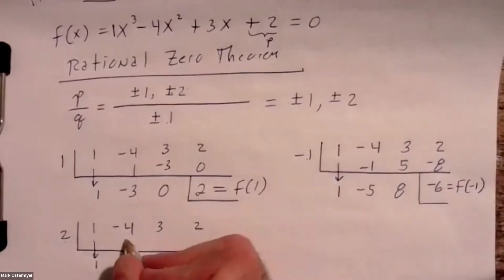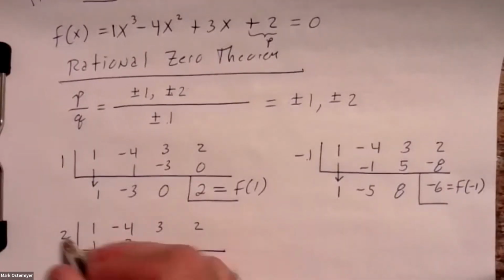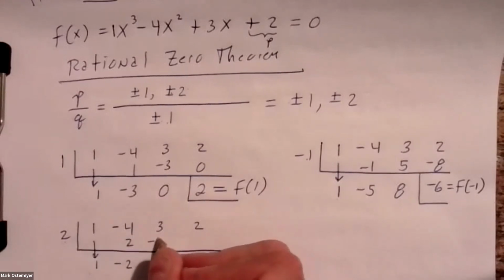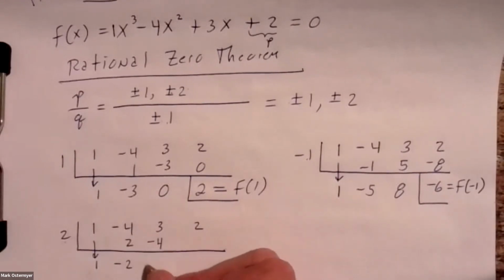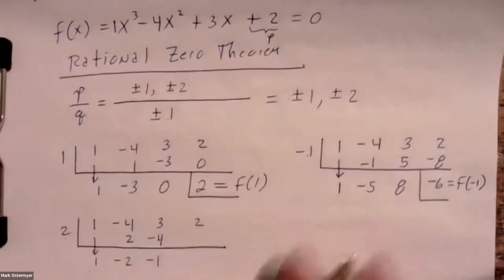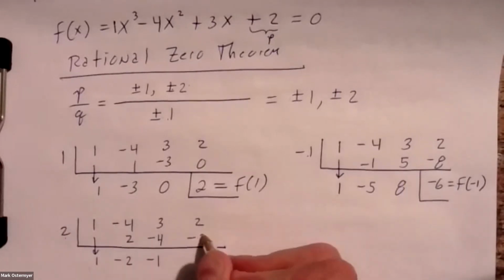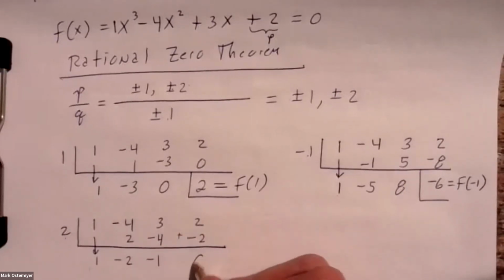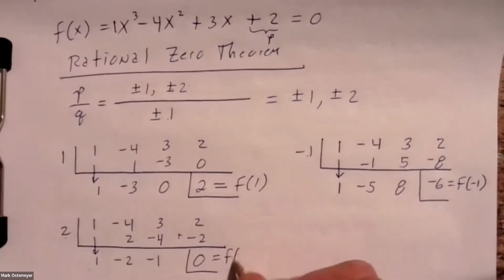Two times 1, 2, add, -2. 2 times -2, -4, bring the number up, add, you get -1. 2 times -1 is -2, bring the number up, add, and we found 1. We get a 0 remainder. Therefore, 2 is a 0 of this polynomial function.